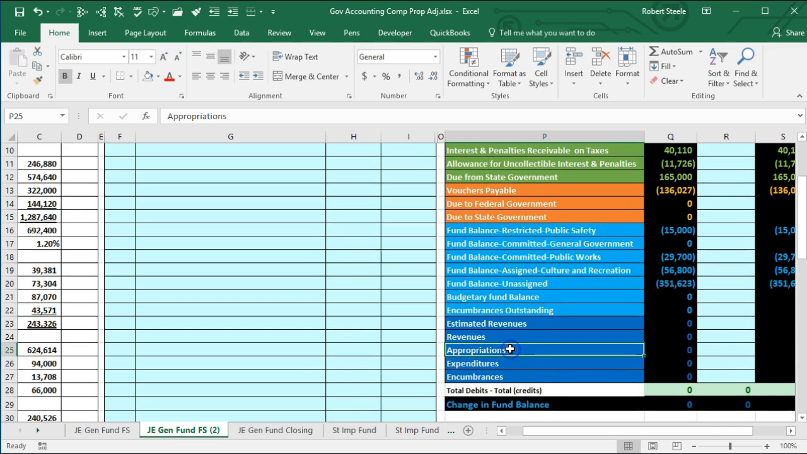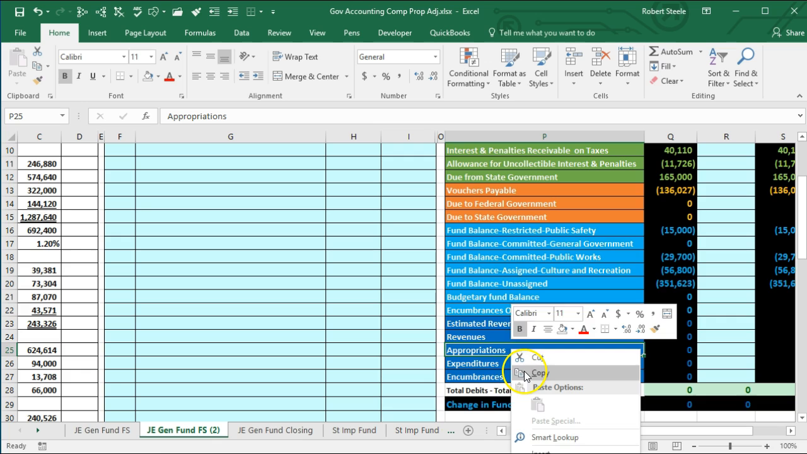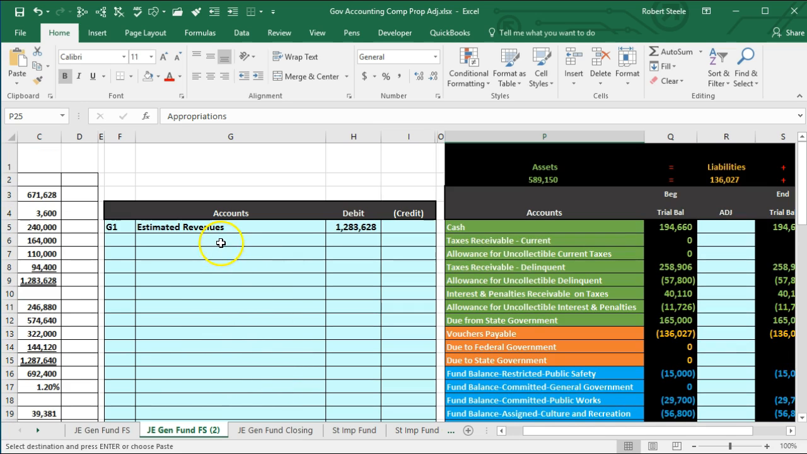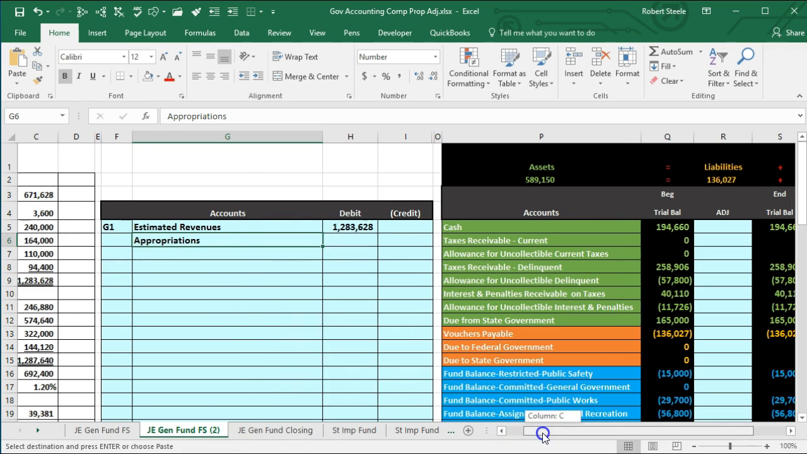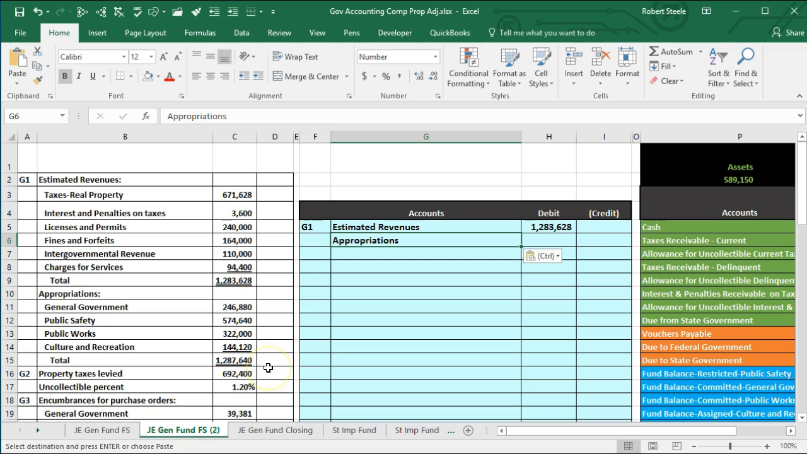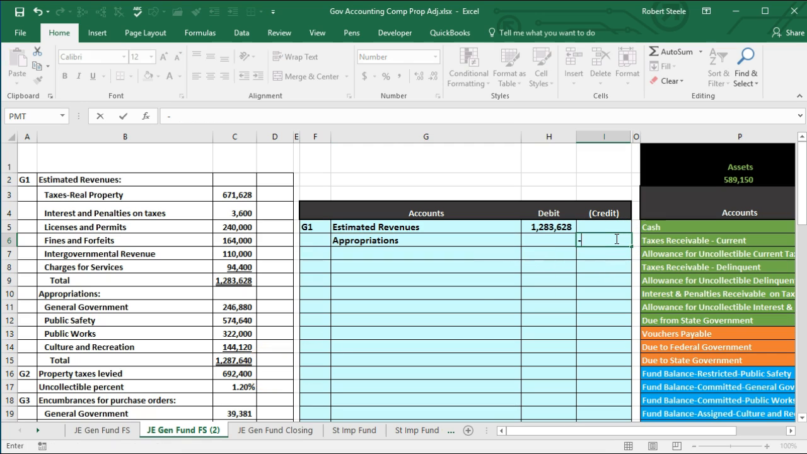Let's scroll back down. Right click, copy on P25, copy. Scroll back up. This will be in G6 underneath the estimated revenue. Right click, paste it 1, 2, 3. The amount will be this amount here in the appropriations. So I'm going to say in I6, I'm going to make it a negative to make it a credit. And the amount will then be 1,287,640. Then we're going to have the difference.